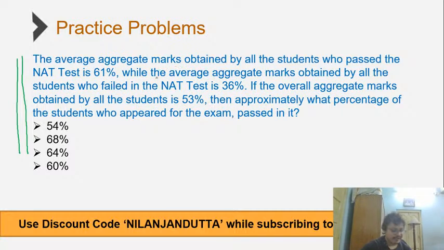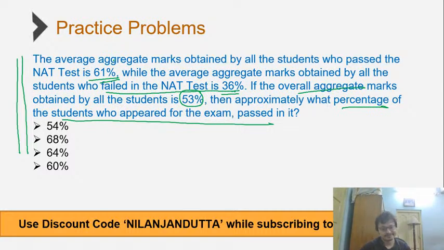So it talks about the average aggregate marks. The average aggregate marks obtained by all the students who passed the test is 61%, while the average marks of those who failed in the test is 36%, and it says the overall aggregate marks for all the students is 53%. Then approximately what percentage of the students who appeared for the exam passed in it?